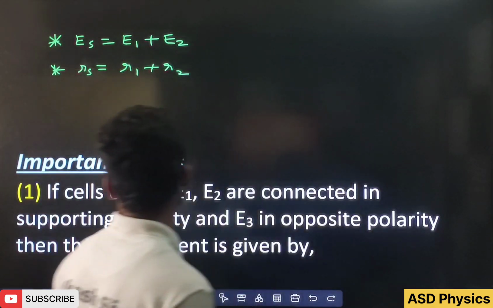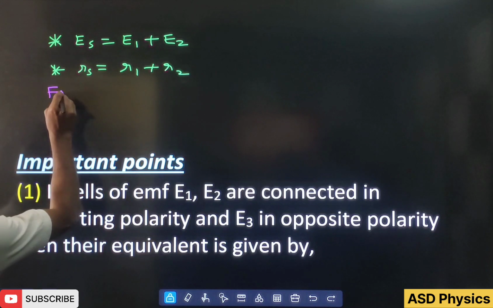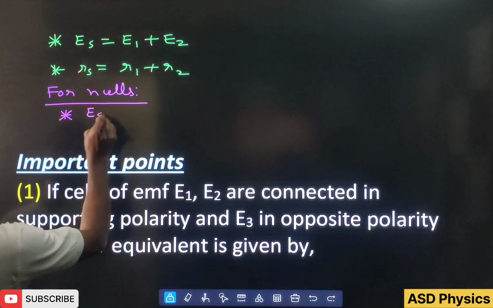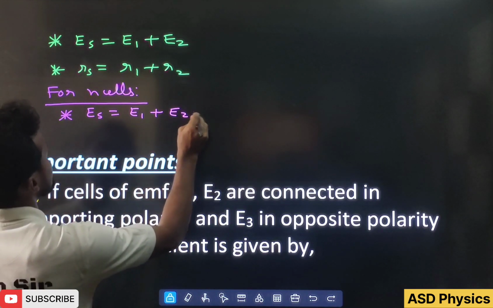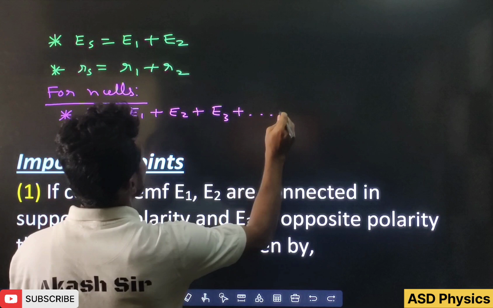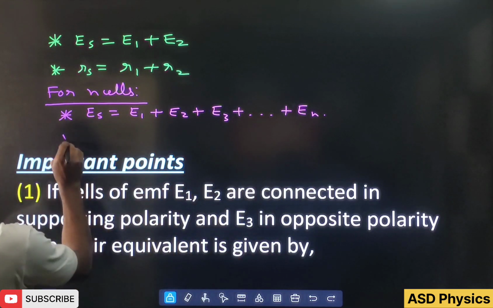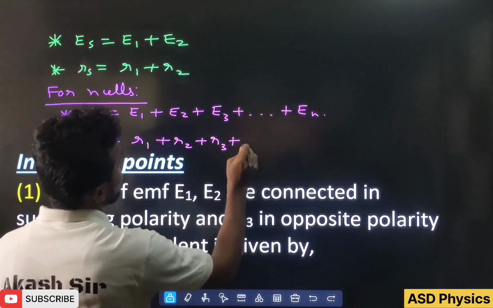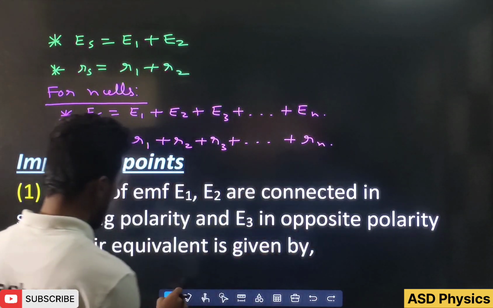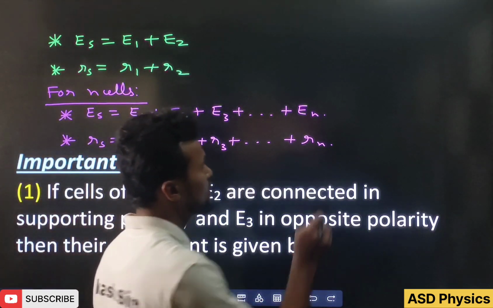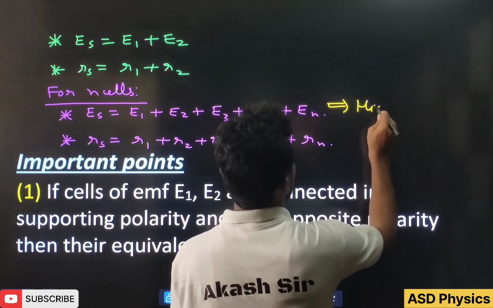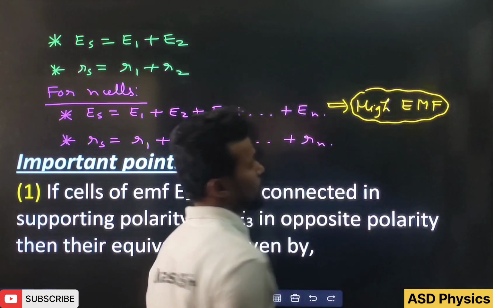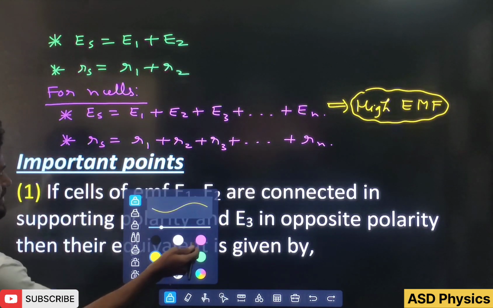Okay, great. Now students, similarly, if I write for the N cells in supporting polarity, we can write ES equal to E1 plus E2 plus E3, dot dot, plus En. Similarly, for the resistance, Rs equal to R1 plus R2 plus R3 dot dot Rn. Remember that this series combination we will use whenever we need the high EMF, high resultant EMF.